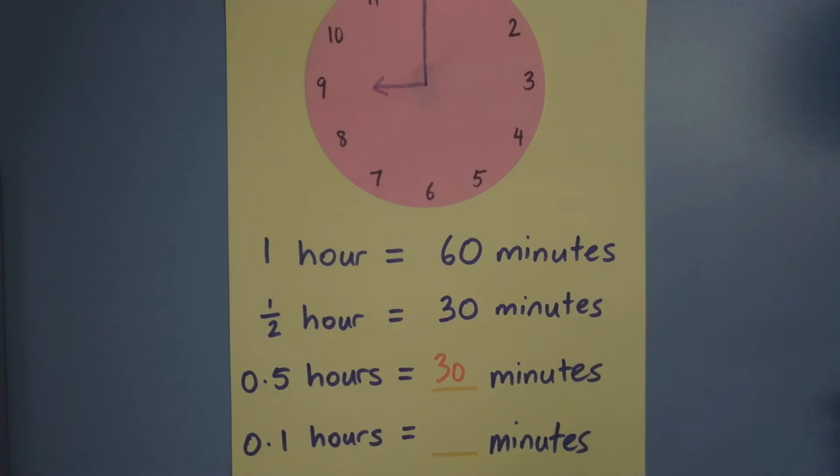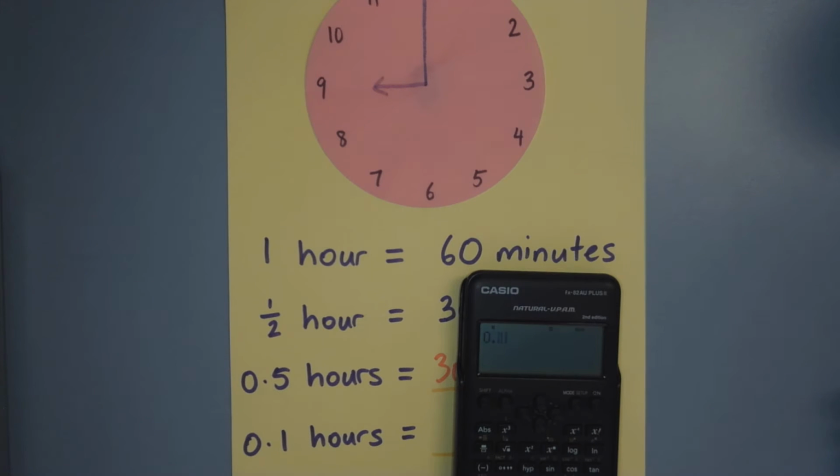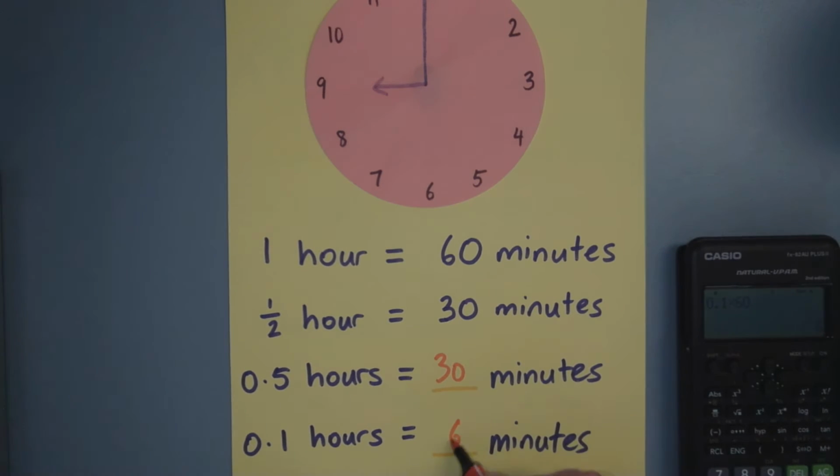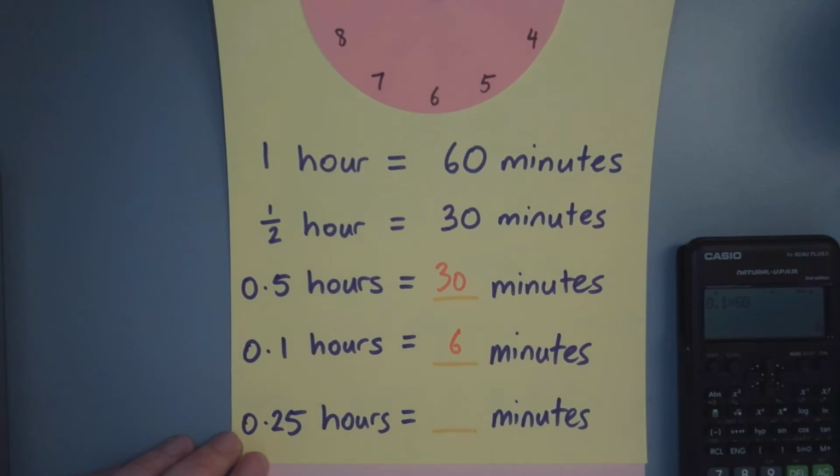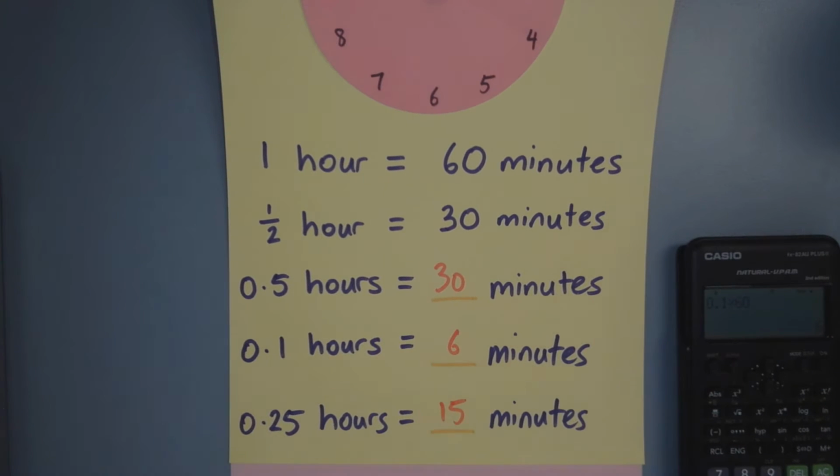But 0.1 of an hour is 0.1 of 60 minutes. So 0.1 of an hour is actually 6 minutes. And that's a bit different from 10 minutes. And I think sometimes we remember 0.25 because that's a common decimal, but that's a quarter, and 15 minutes is a quarter of an hour, not 25 minutes.